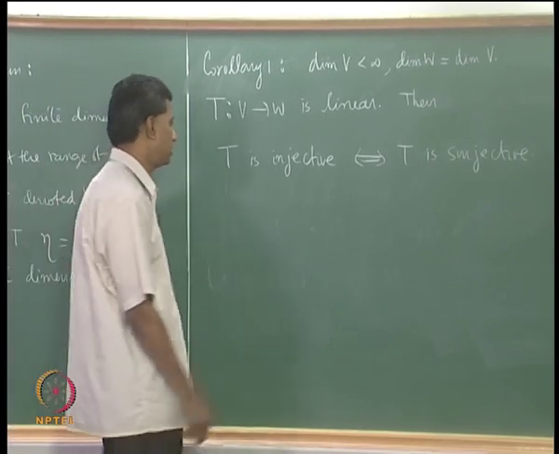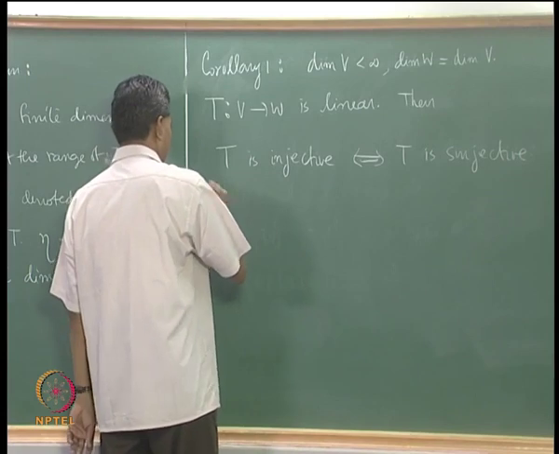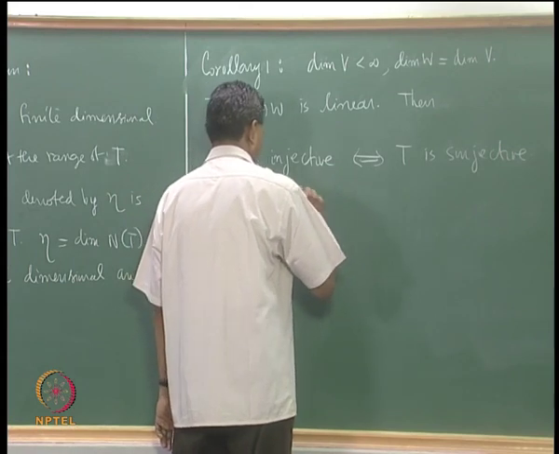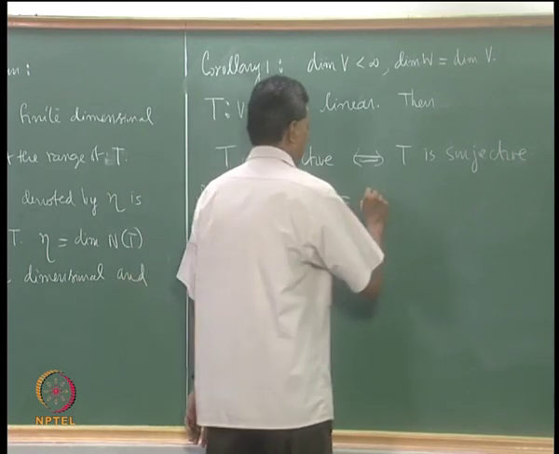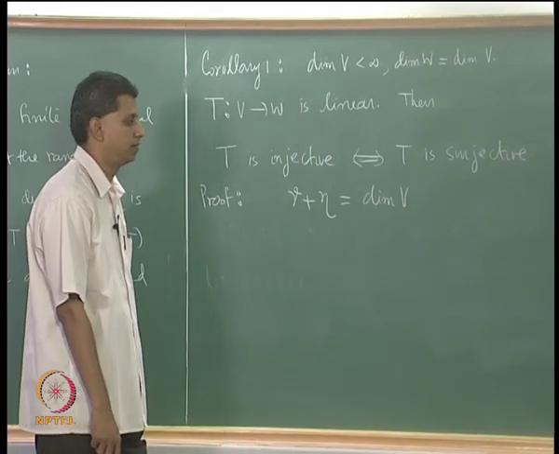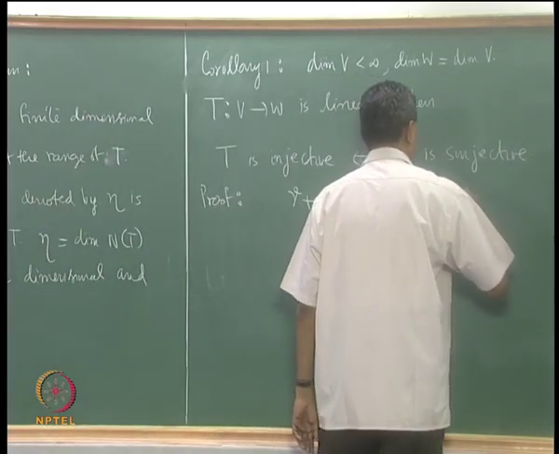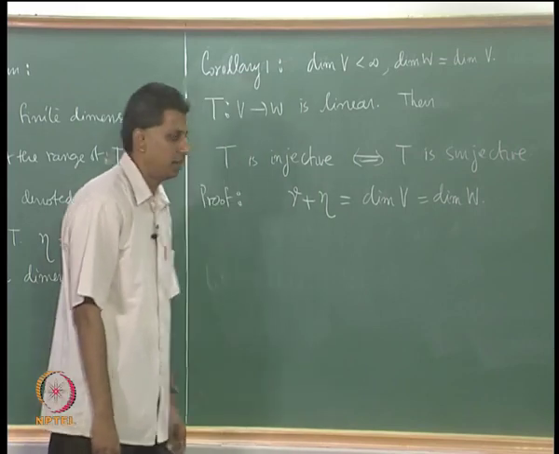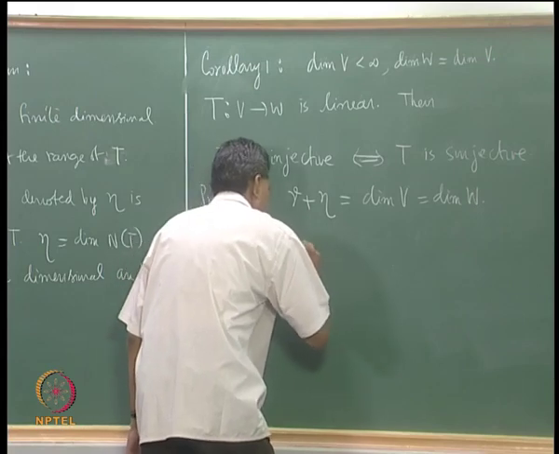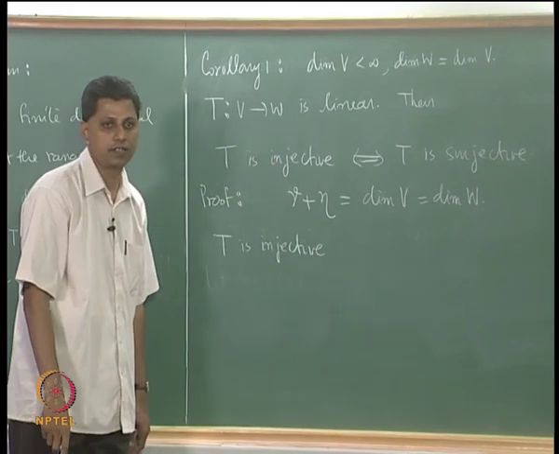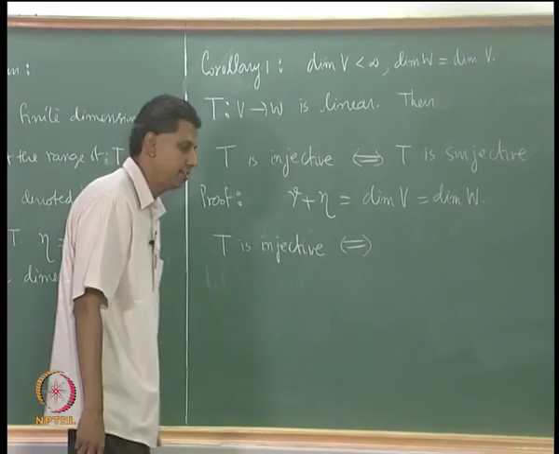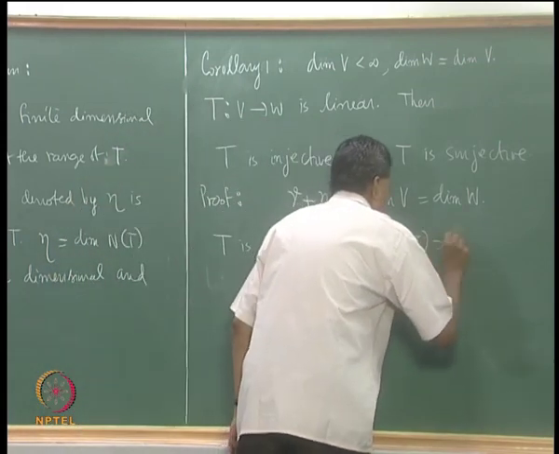Okay, how do we prove this? This is a consequence of the Rank-Nullity Dimension Theorem. Rank of T plus nullity of T is the dimension of the domain space, which is also the dimension of the codomain space. Suppose T is injective. We had shown last time that the null space of T is singleton 0. In fact, they are equivalent. T is injective if and only if the null space of T is singleton 0.